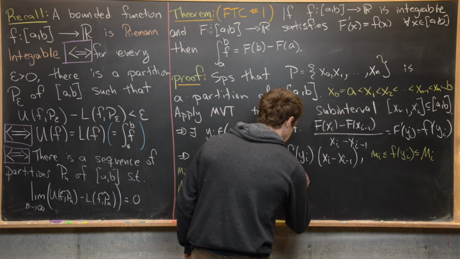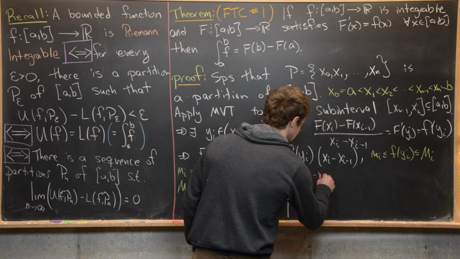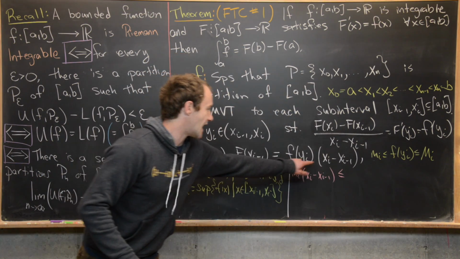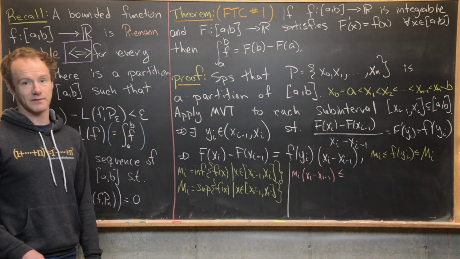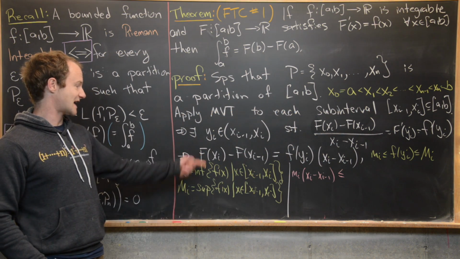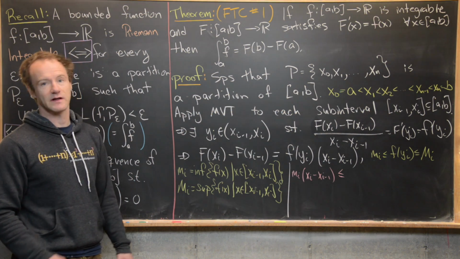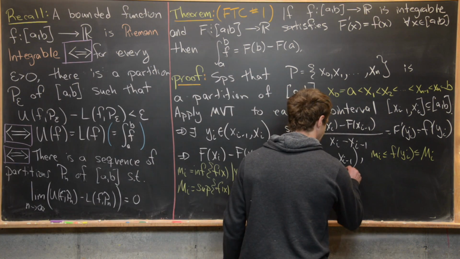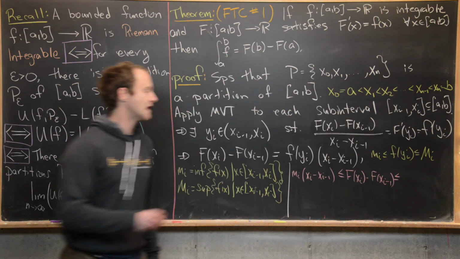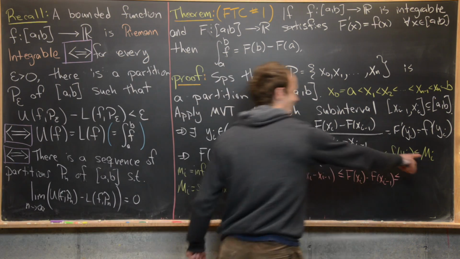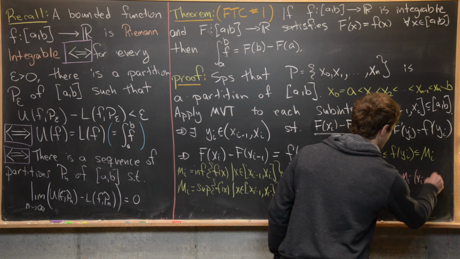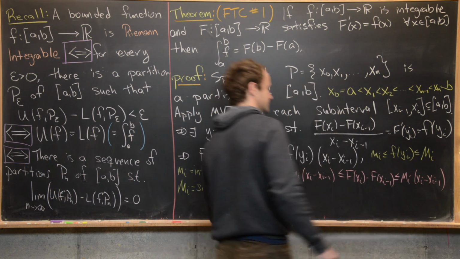That's going to give us little mi times (x_i minus x_{i-1}) is less than or equal to f of yi times (x_i minus x_{i-1}). But notice, by our mean value theorem construction, that's equal to capital F of x_i minus capital F of x_{i-1}. So that's the version of that quantity I'll put here. And that's the most important step. And then that's going to be less than or equal to capital Mi times (x_i minus x_{i-1}), like that.